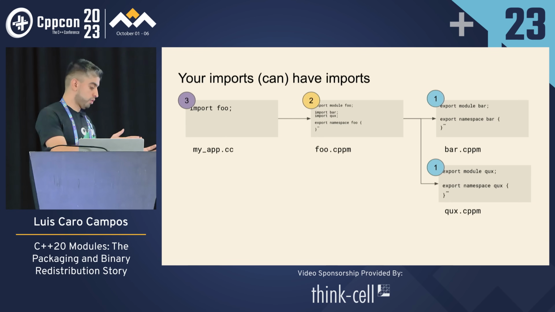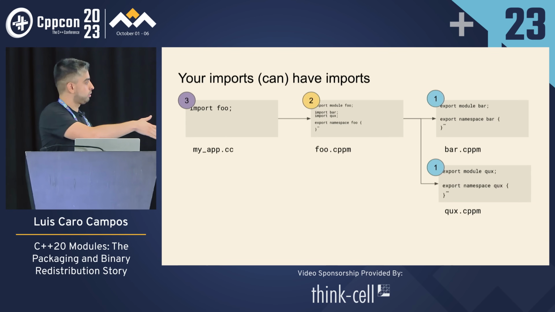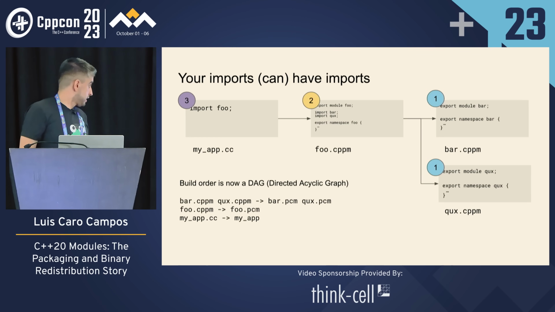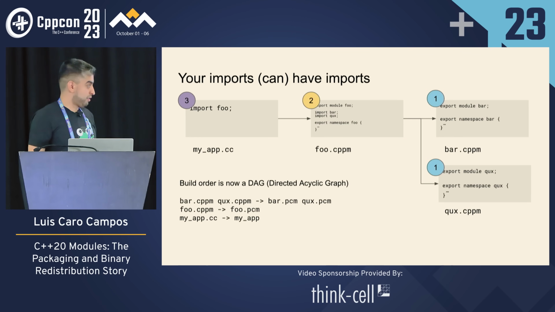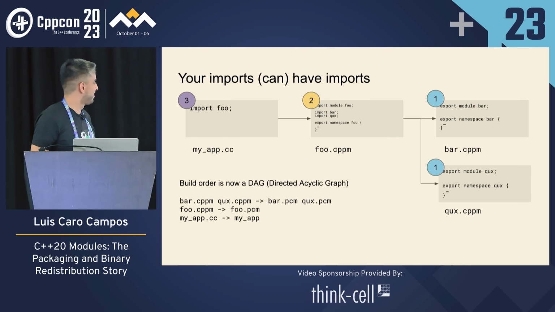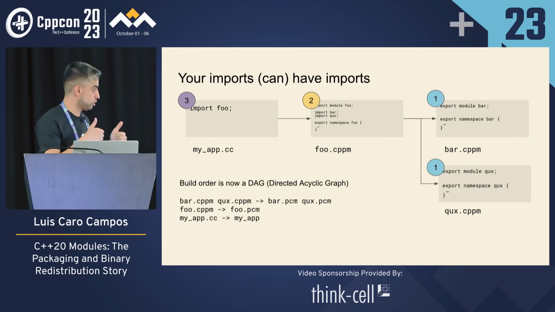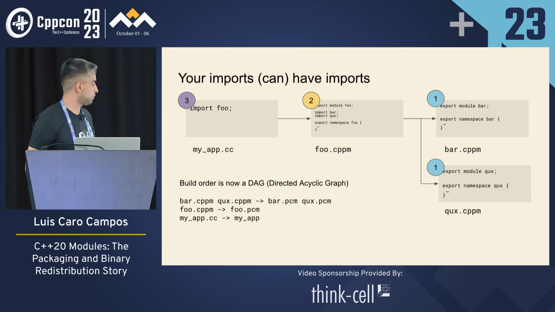So now we've gone from an embarrassingly parallel problem to a directed acyclic graph. I don't know how to pronounce that word in English. I need to actually learn. So no cycles. There cannot be any circular dependencies. So actually, that's a good thing in my book.